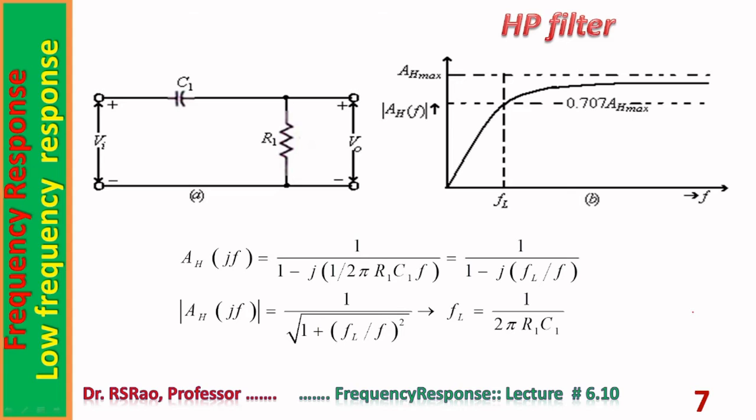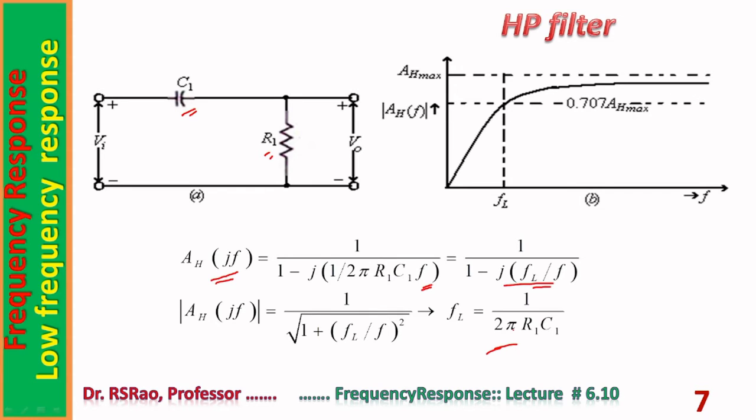Here we consider a simple high-pass filter, a high-pass circuit, and its frequency response characteristic. This circuit consists of a capacitor C1 and resistor R1. Input is given to the series combination of C1 and R1. Output is taken across R1. A little bit of analysis tells that the output by input characteristic is 1 over 1 minus j times 1 by 2 pi R1 C1 f, the frequency dependence of the gain characteristic. So this expression can be put in a simple form as 1 over 1 minus j FL by F.